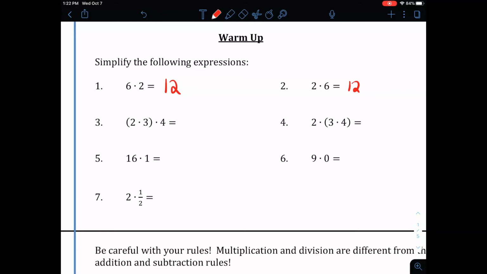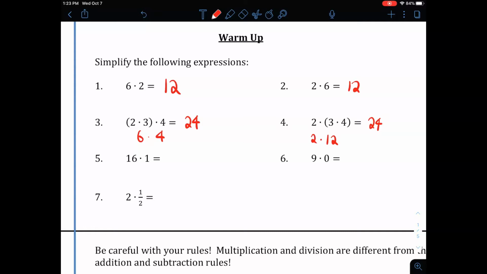All right, now we have 2 times 3 times 4. Well, remember we have to do parentheses first. 2 times 3 is 6. And 6 times 4 is going to be 24. It's interesting that we switch these around. We got 6 times 2 and 2 times 6, those were both 12. Interesting, huh? Then we got 2 times parentheses 3 times 4. Well, 3 times 4 is going to be what? Got to do parentheses first. And then what's 2 times 12 going to be? It's going to be 24.